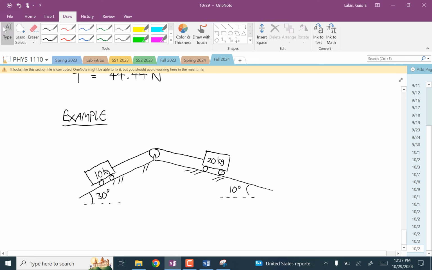And let's say we want to calculate the acceleration vector of the 10 and the tension in that cable.